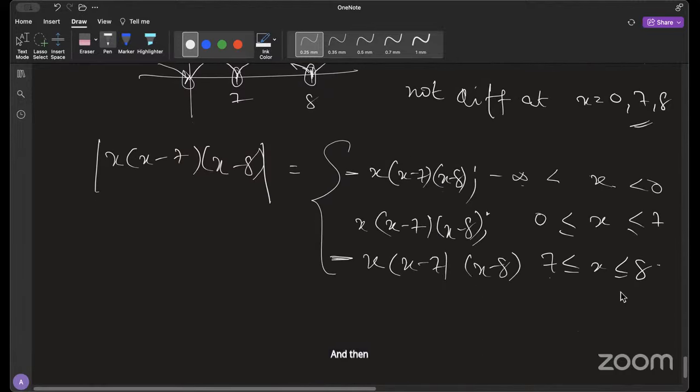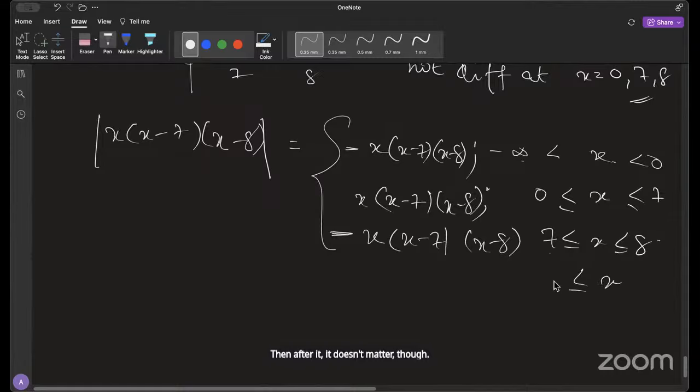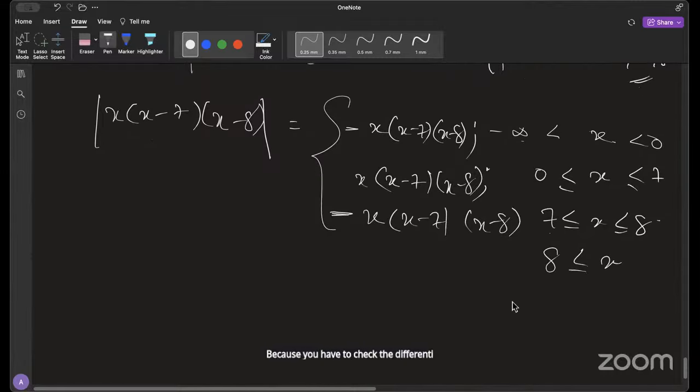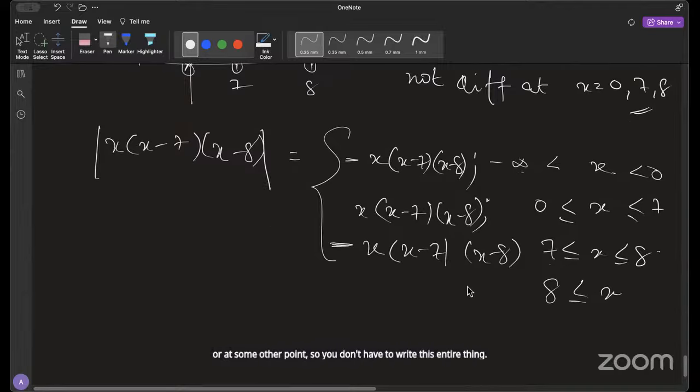And then after 8, it doesn't matter though, because you have to check the differentiability at 7 only, or at some other point. So you don't have to write this entire thing, but we're still writing it. This will be x, x minus 7, and x minus 8 only. Is this part clear to everyone?